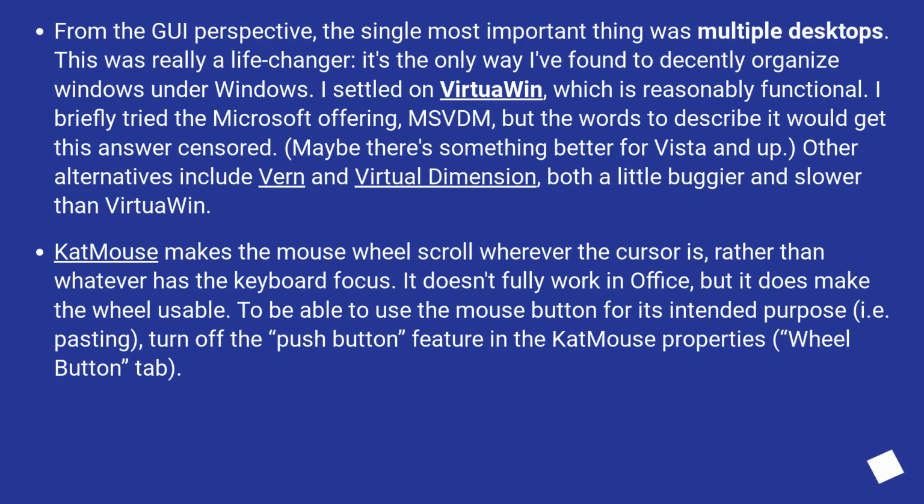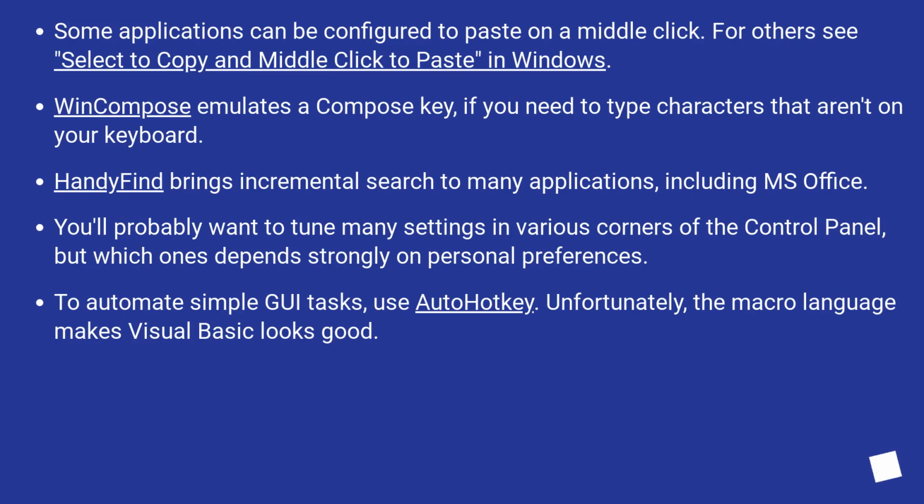CatMouse makes the mouse wheel scroll wherever the cursor is, rather than whatever has the keyboard focus. It doesn't fully work in Office, but it does make the wheel usable. To be able to use the middle mouse button for its intended purpose, i.e. pasting, turn off the push button feature in the CatMouse Properties, Wheel Button tab. Some applications can be configured to paste on a middle click. For others, see Select to copy and middle click to paste in Windows.